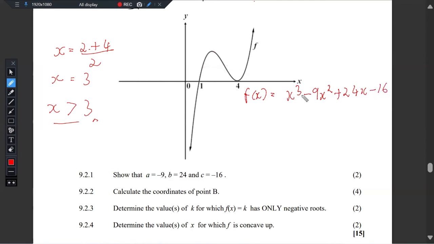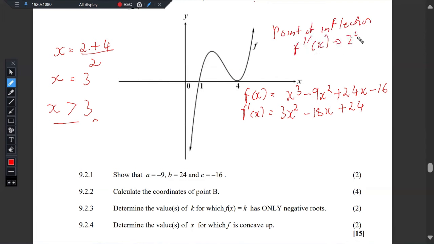And then at this point, you have to first find the first derivative, which we did: 3x squared minus 18x, then plus 24. But remember that the point of inflection is found on the second derivative. So anything to do with point of inflection, we consult the second derivative, right? So this one is always found on the second derivative. Then the second derivative will become, so the second derivative is when we derive the first derivative.